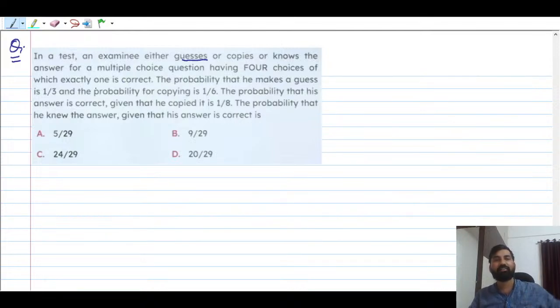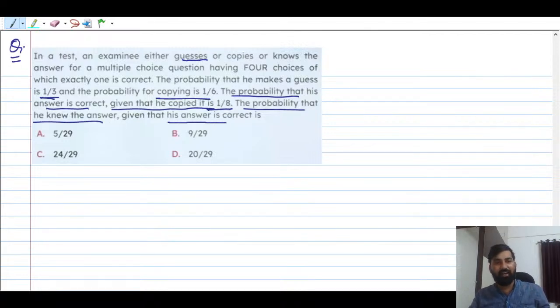The probability that he makes a guess is 1 by 3. The probability that he copies is 1 by 6. The probability that his answer is correct, given that he copied, is 1 by 8. This is a conditional probability they have given. The probability that he knew the answer given that his answer is correct. He knew the answer given that the answer is correct.